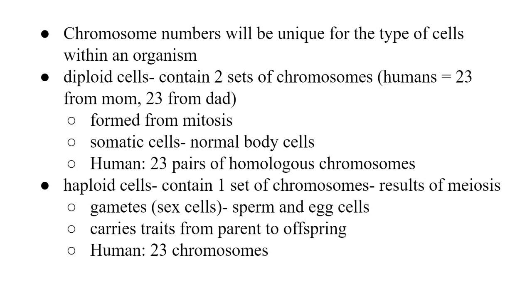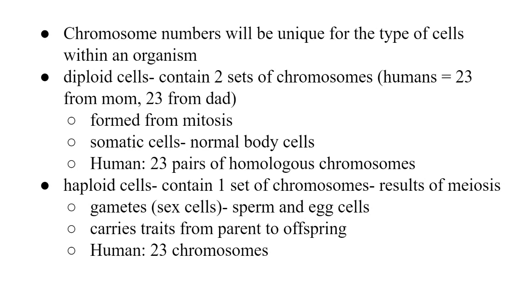So those would be the cells in my body that are just normal body cells: skin cells, muscle cells, liver cells, kidney cells, heart cells. I could go on and on and on. Those are all called diploid cells. And diploid cells form from a process called mitosis.